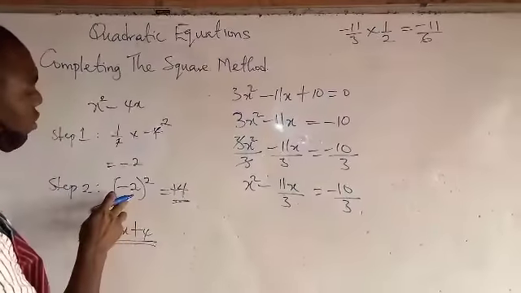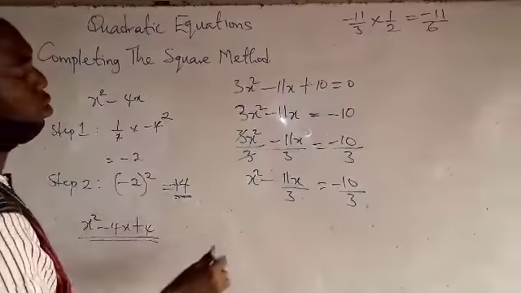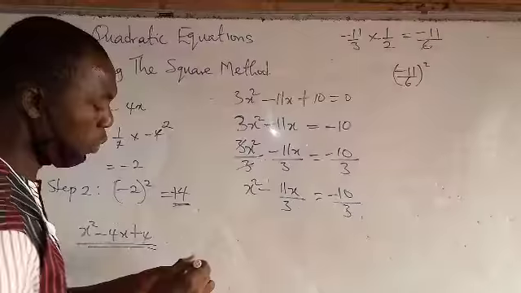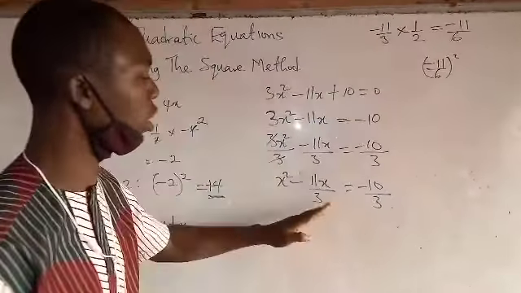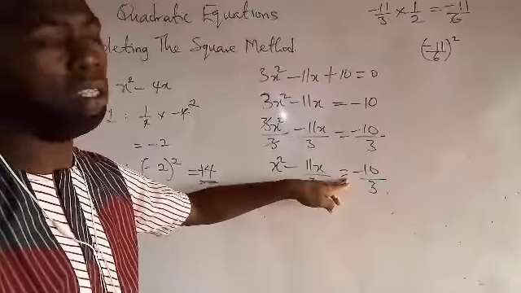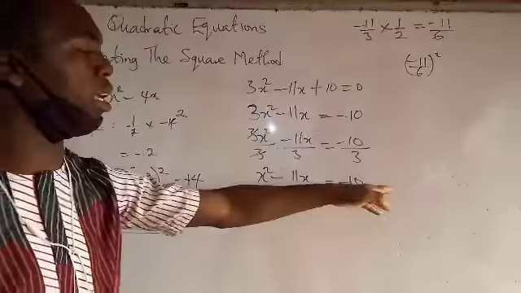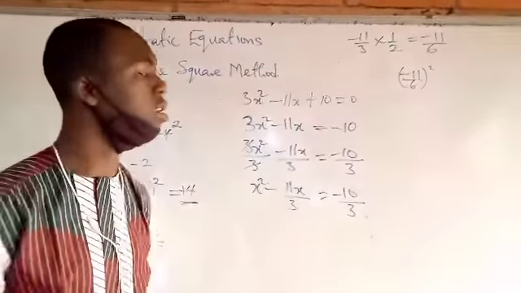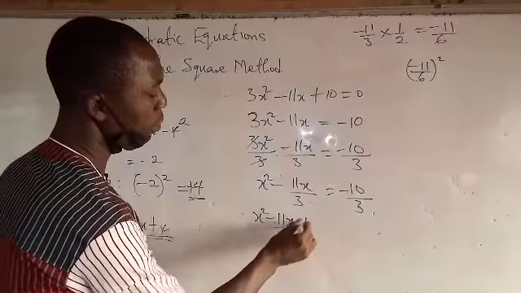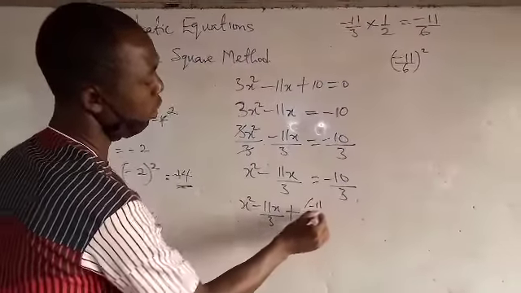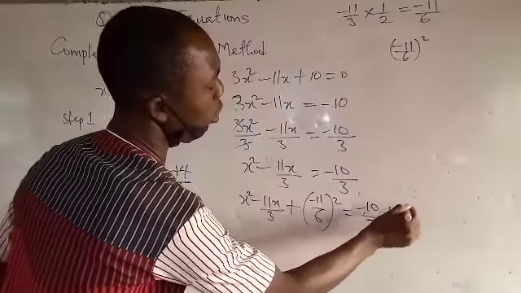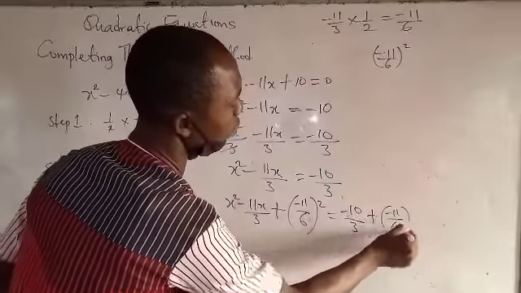And the next step is for us to square the result: minus 11 over 6 squared. Now we are going to add this to the expression to make it a perfect square. But don't forget that we have an equality sign that we must maintain. So whatever you add to the left hand side must also be added to the right hand side. So we have x squared minus 11x over 3 plus (minus 11 over 6) squared equals minus 10 over 3 plus (minus 11 over 6) squared.